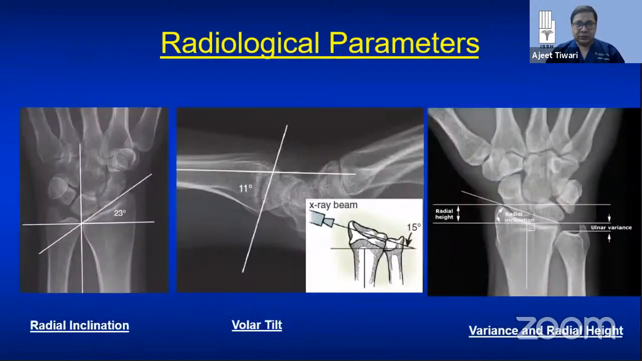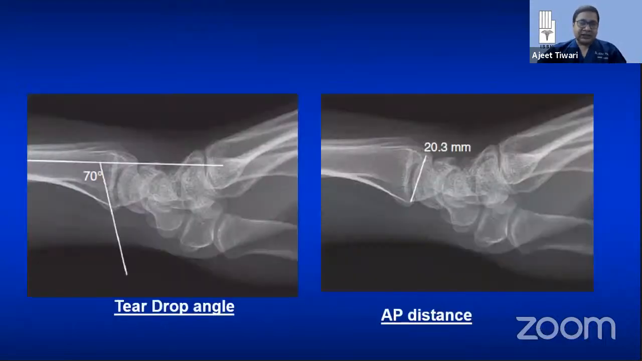So it's very important to know what the radiological parameters are, to know how the fracture is, what the geometry of the fracture is. As all of you know, radial inclination is around 23 degrees, volar tilt is about 11 degrees, ulnar variance, and the radial height is around 11 millimeters. So these are the normal radiological parameters. And another important thing is the teardrop angle, which I think many people are not aware of.